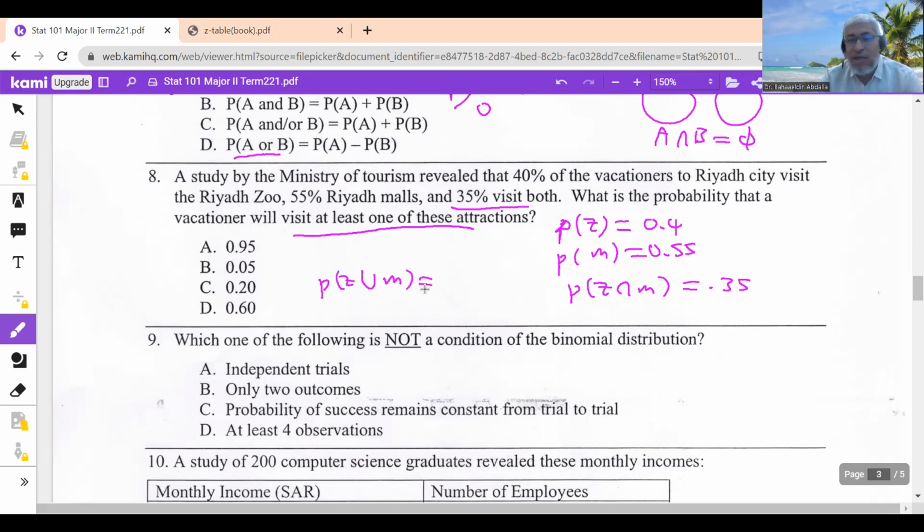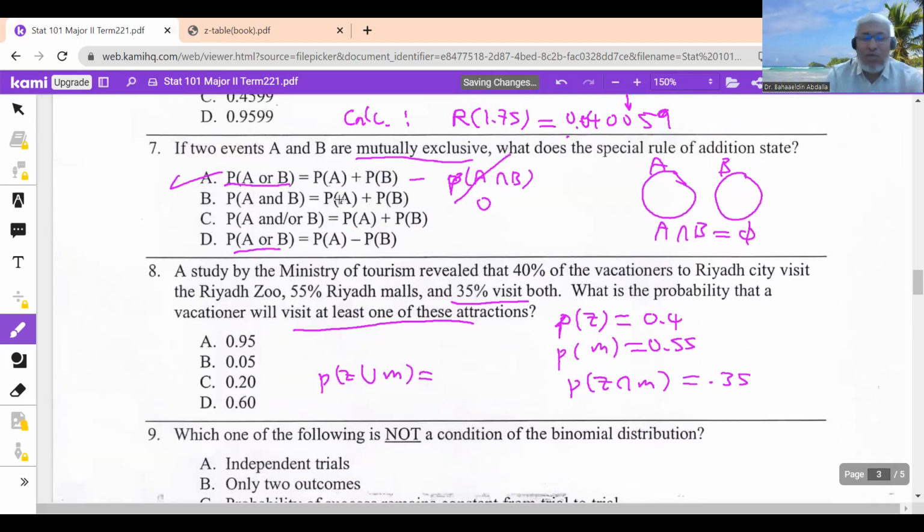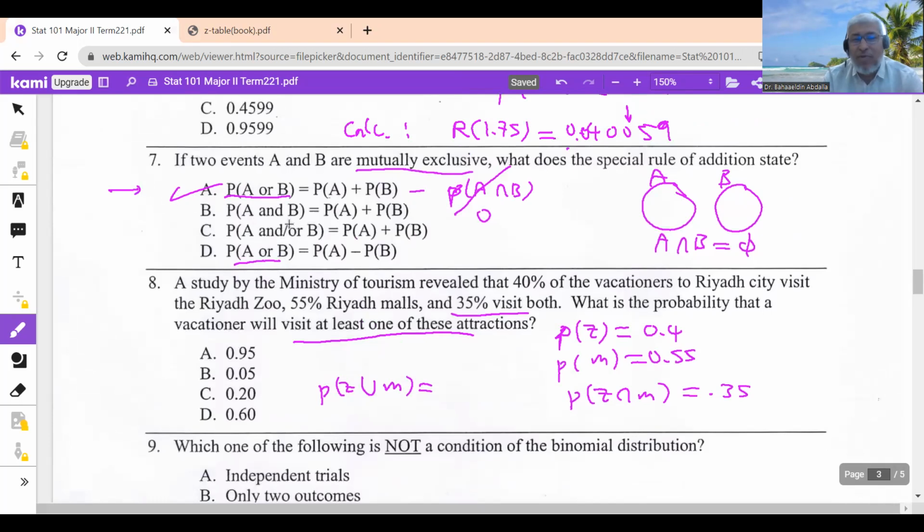So what is the union? It is what this rule which we just mentioned here. It is the probability of Z, which is 0.4, plus probability of M, which is 0.55, minus the probability of the intersection, which is 0.35. Because these two sets are not mutually exclusive, there is an intersection. There is a probability for the intersection. If you use the calculator and add and subtract, you will find that the answer is 0.6.